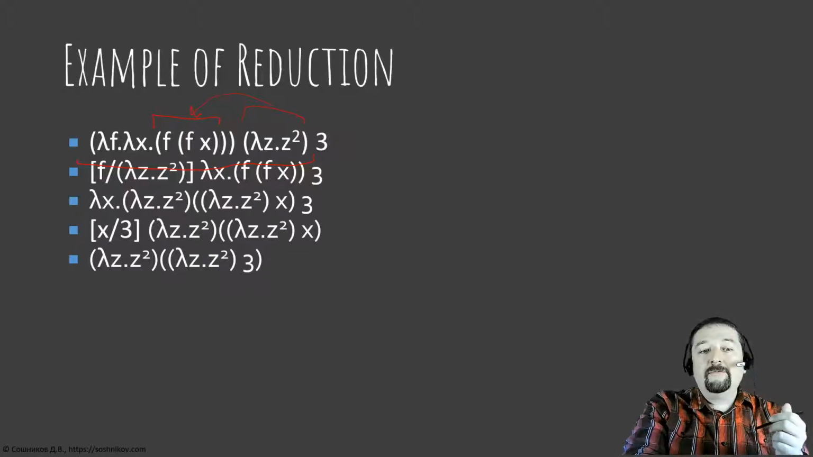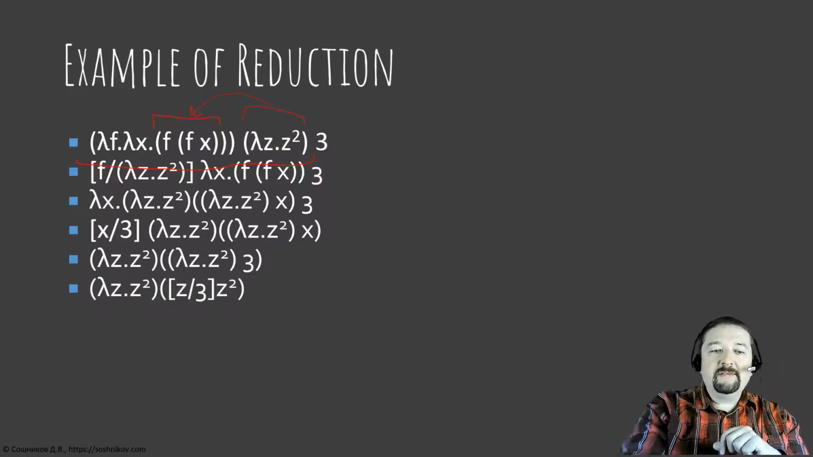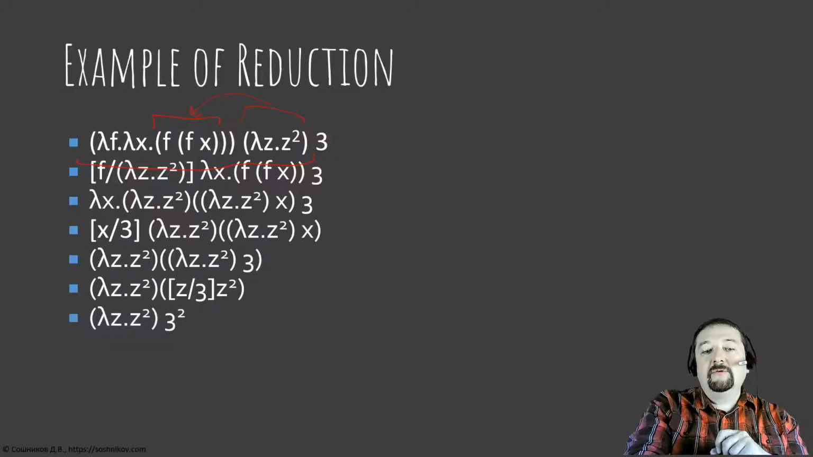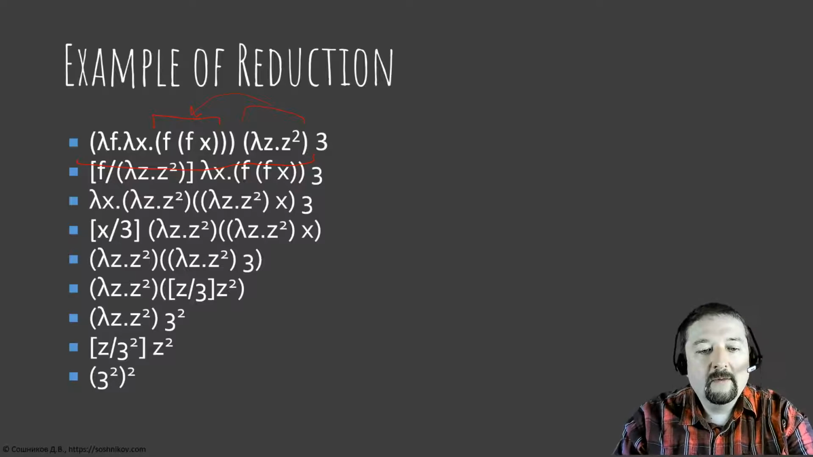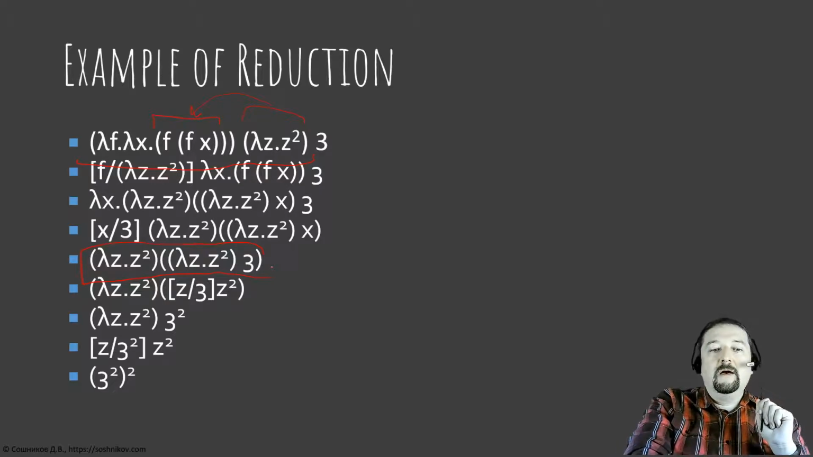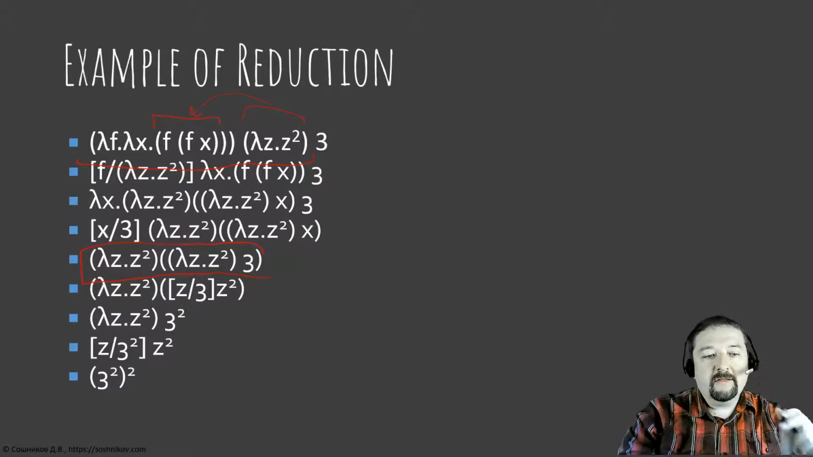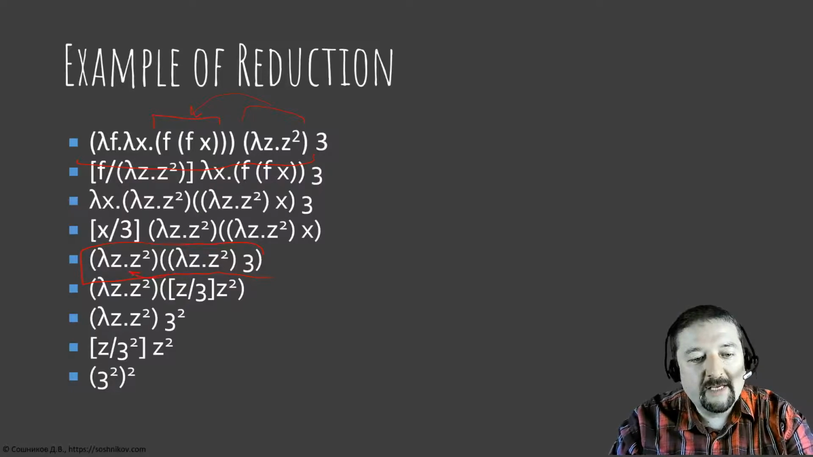Now I have two lambda abstractions, and I can go different ways. For example, I can take the thing inside the brackets. I can take lambda z. z squared and apply it to 3, and it would give me lambda z. z squared applied to 3 squared. And then with another application, I get 3 squared squared, which is the result. I could also go another route here. I can make this whole bracket be reduced, right? I might substitute this bracket for z here.